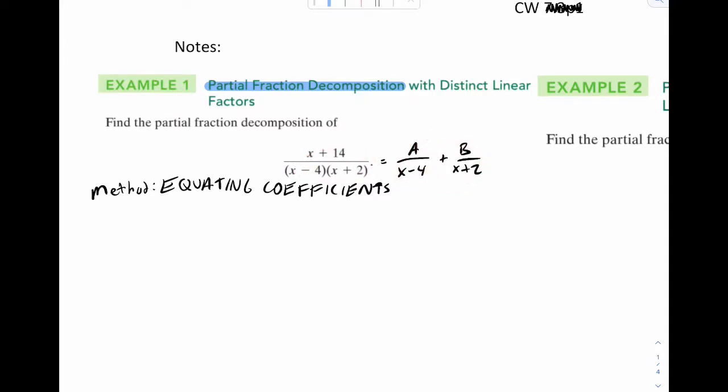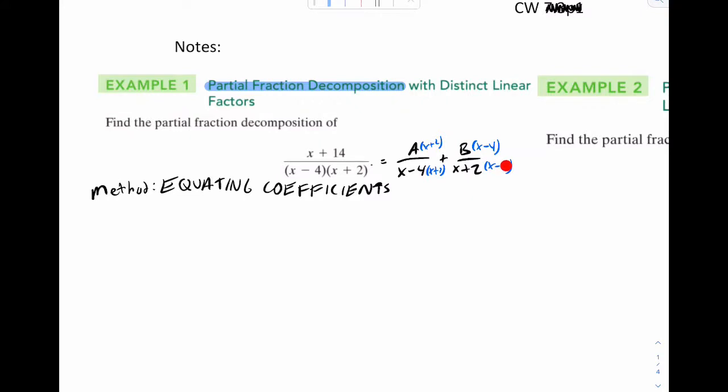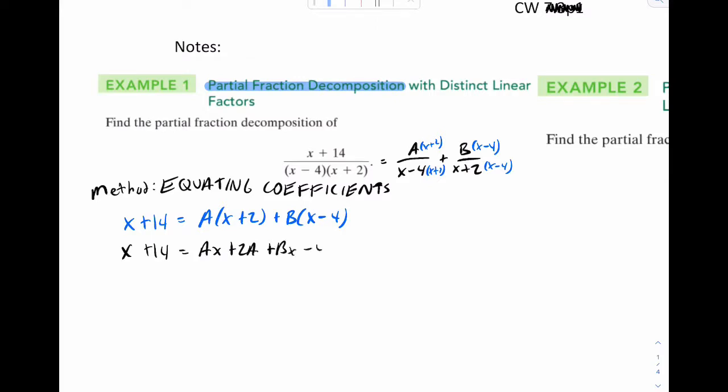So think, what does this fraction need? I can see that fraction needs an x plus 2. So I'll put that on top and bottom. And I know the right one needs an x minus 4. So I put that on top and bottom. Now, notice how the denominators are all equivalent, which means I can write the numerators. x plus 14 should equal a times x plus 2 plus b times x minus 4. Now from there, we're going to multiply it out. x plus 14 equals ax plus 2a plus bx minus 4b.